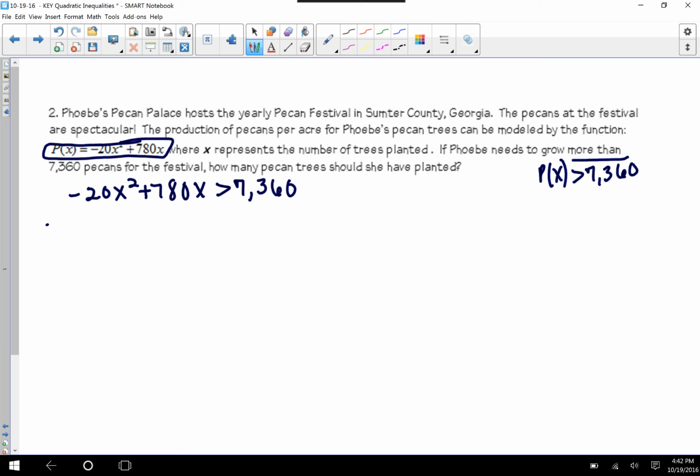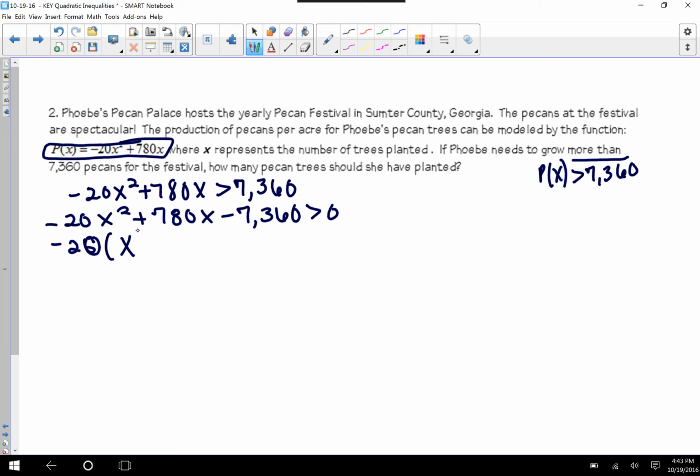All right, so to solve this, I'm going to move this 7,360 to the left, which will make it a negative, greater than 0. Okay, I have a leading coefficient of negative 20. So when I see that negative 20 in the front, I'm going to try to factor it out. Remember, today in class, we said you could divide by negative 20 everywhere, and that would be fine, but you just need to remember that when you divide or multiply by a negative in an inequality, the inequality sign needs to flip. So make sure if you're dividing by negative 20, you flip that inequality sign.